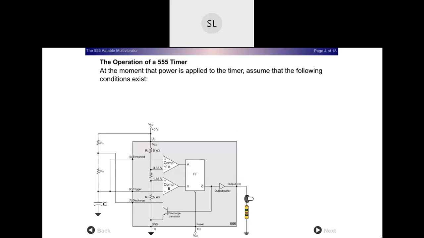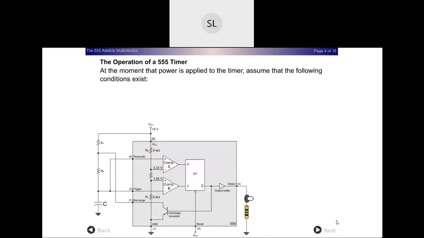Okay, now inside the timer there will be two comparators. There is a series string of 5 kilo ohm resistors. Three 5 kilo ohm resistors have been connected in series, and a voltage of VCC has been applied across this series combination. Then there will be two comparators here. The outputs of these comparators have been given as input to this flip flop, and the output will depend upon the state of the comparators.